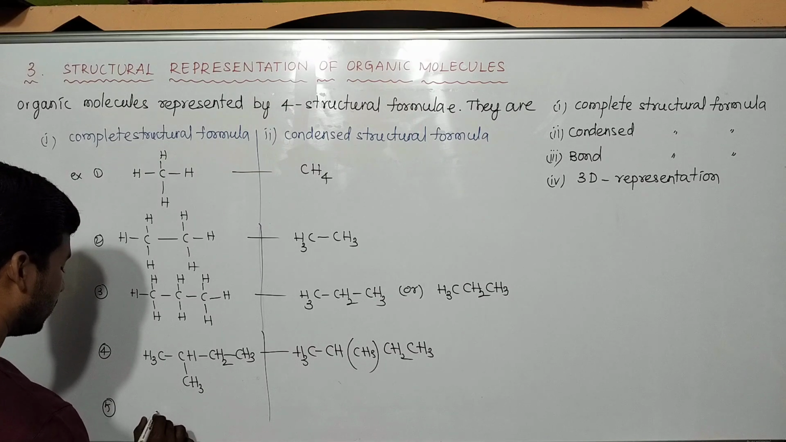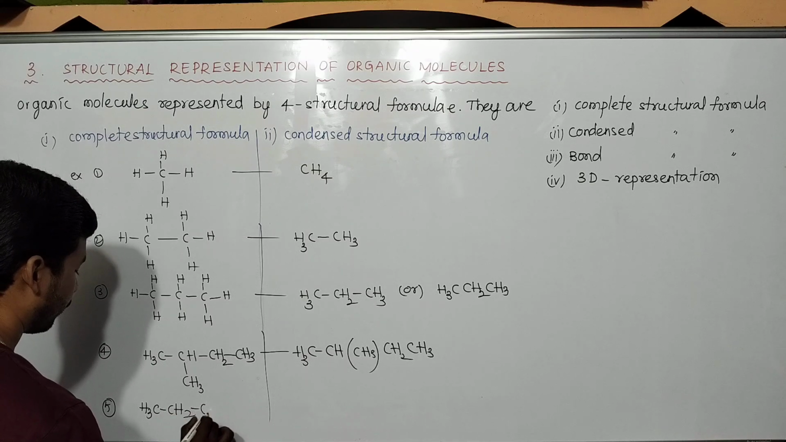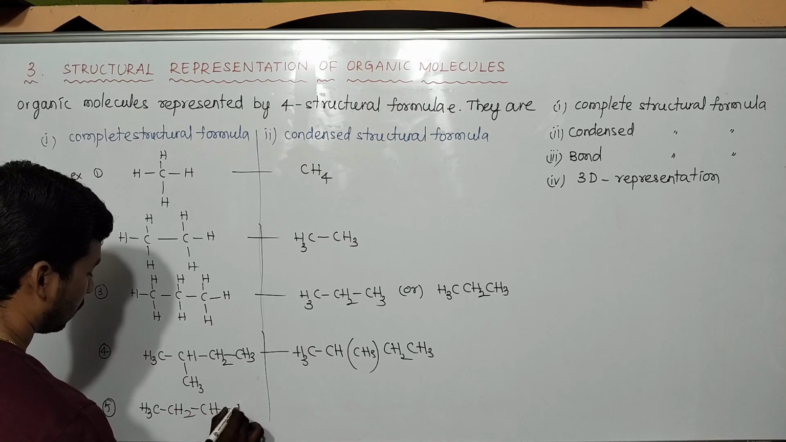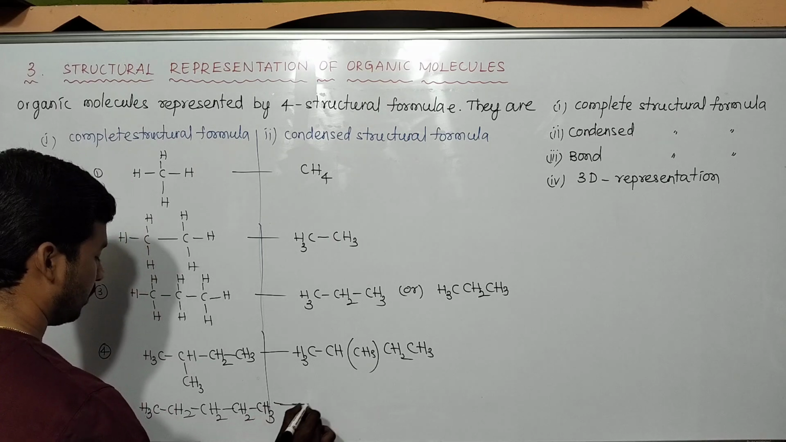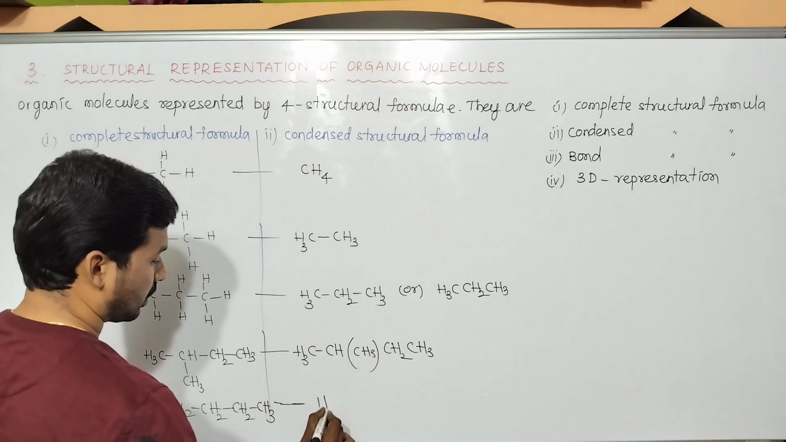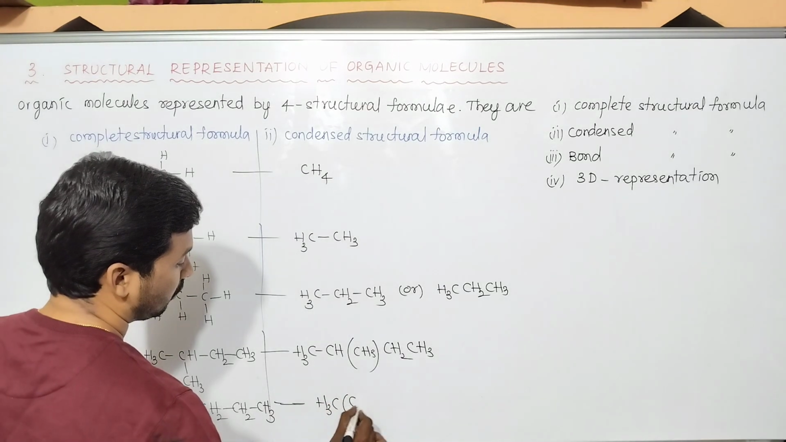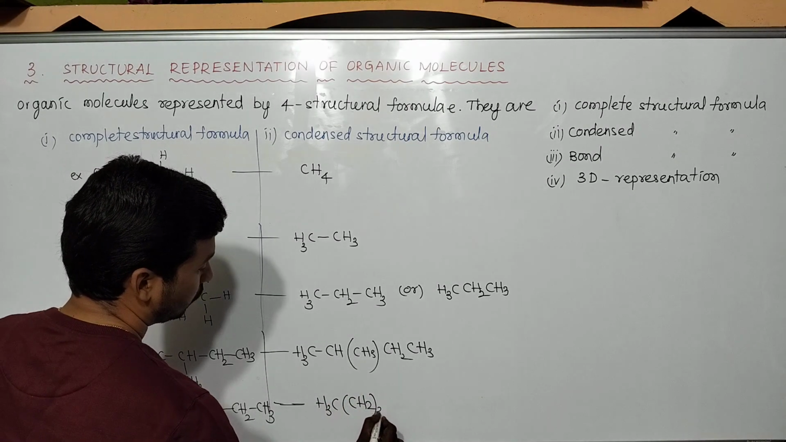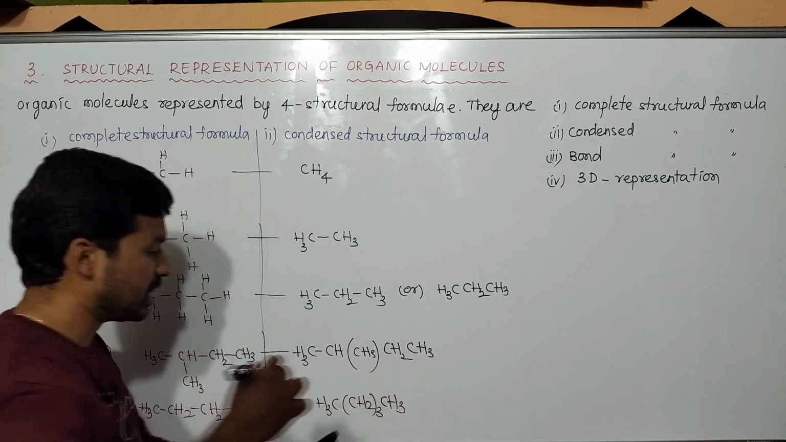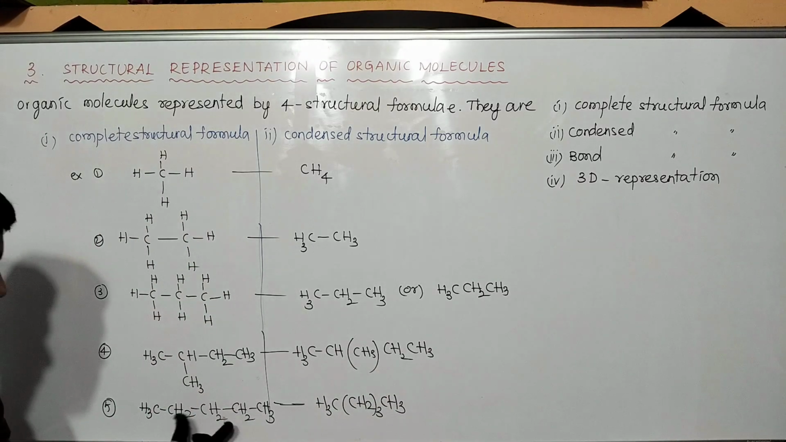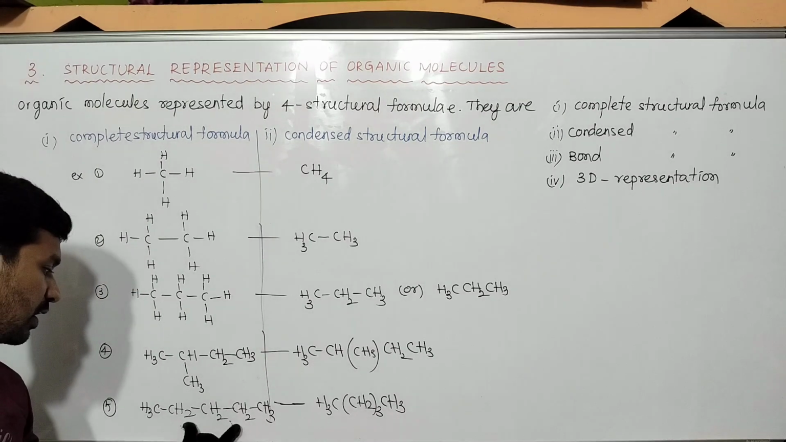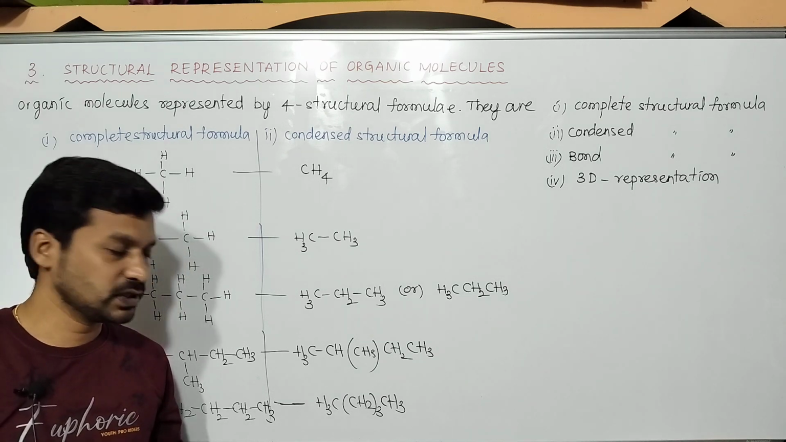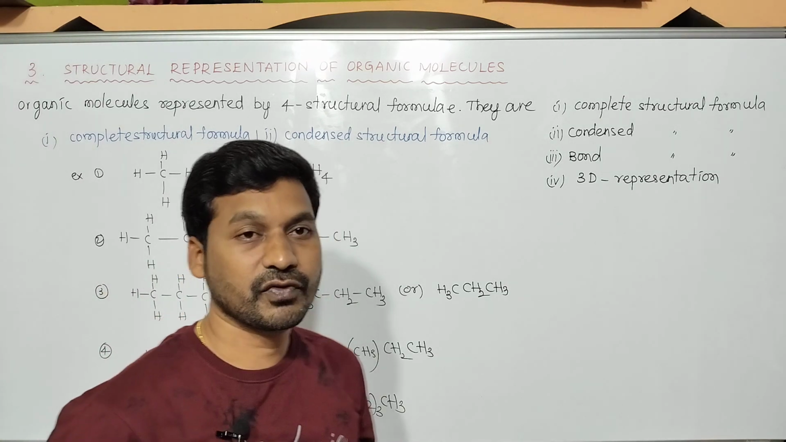If you see pentane, CH3, CH2, CH2, CH2, CH3, I took pentane, five carbon atoms. In the condensed formula, between the two CH3s, how many CH2s? 1, 2, 3, three times CH2. For hexane, between the two CH3s, how many CH2s? Four CH2. This is the condensed formula, a very short form.